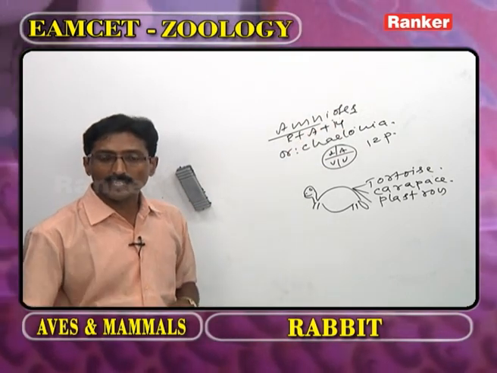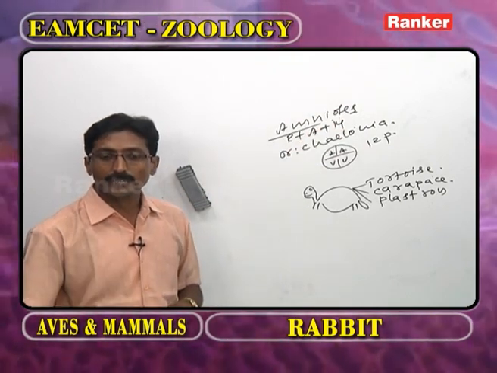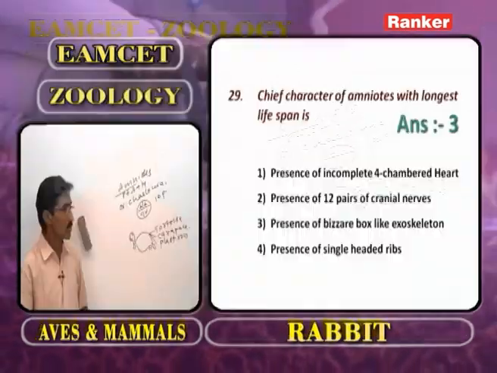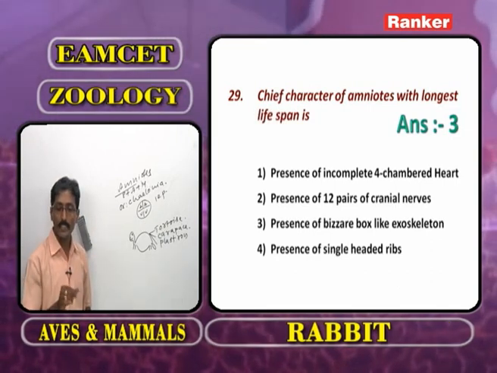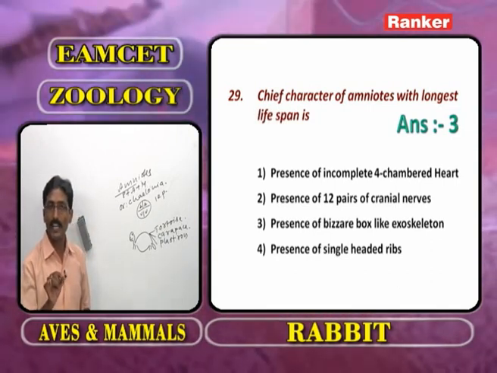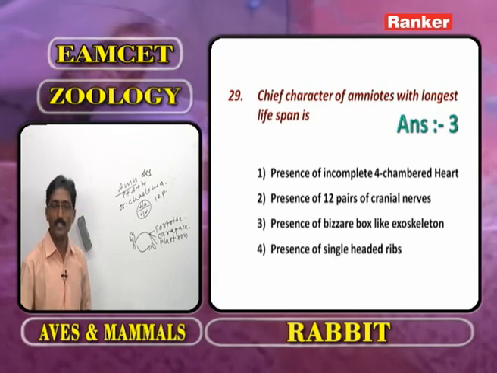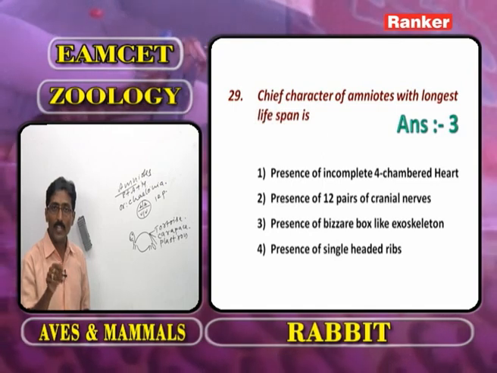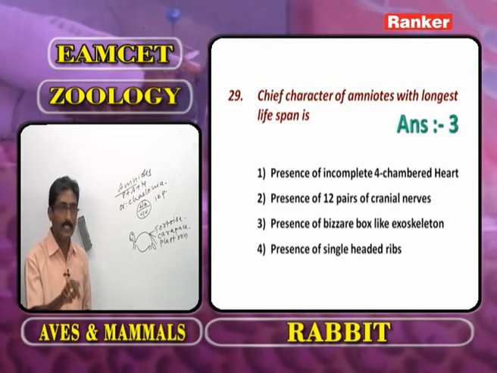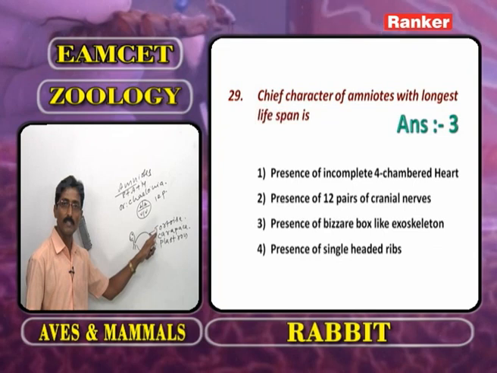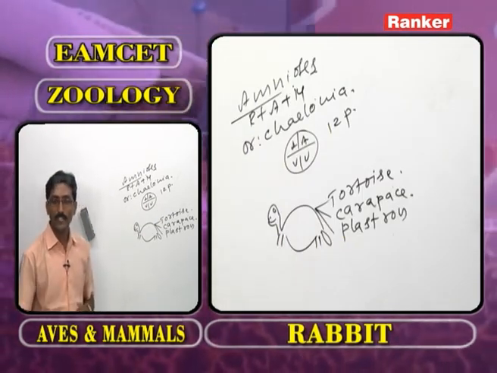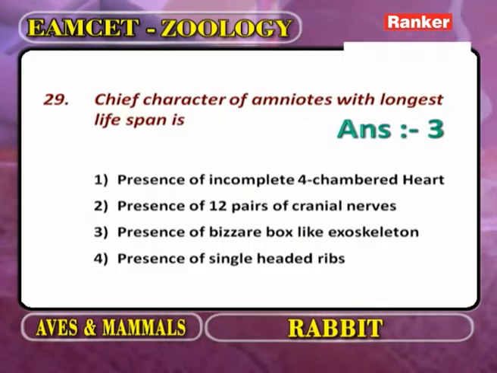Now the first statement is correct. The second statement is correct. And the third one, presence of a box-like exoskeleton, is nothing but the tortoise box. And the fourth one, presence of single-headed rib. All 4 options are correct. But here what they are asking, among these 4 options, what is very important, that is the chief character, that is the presence of the tortoise box or box-like exoskeleton. Now, out of 4 options, the nearest option is the third one.